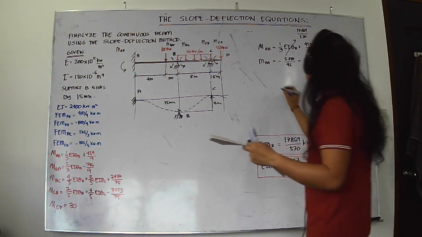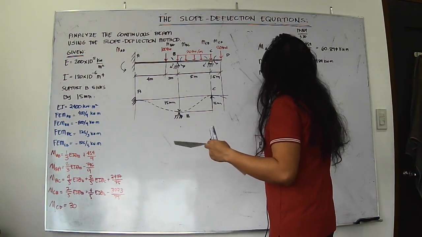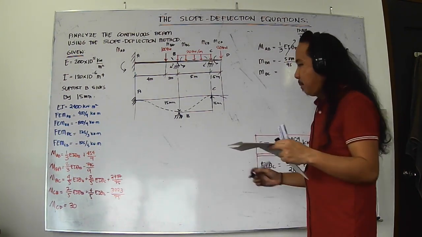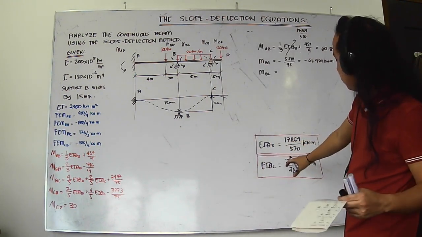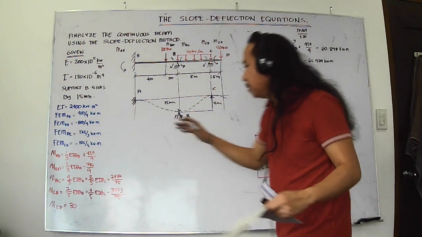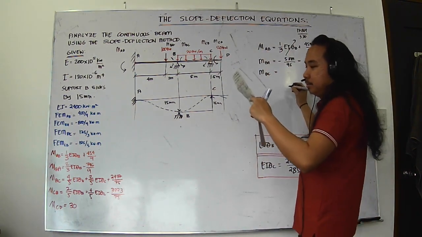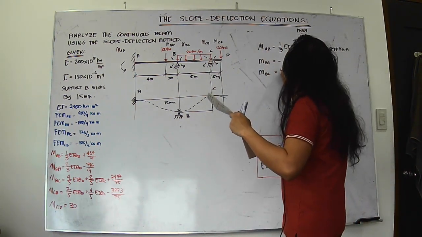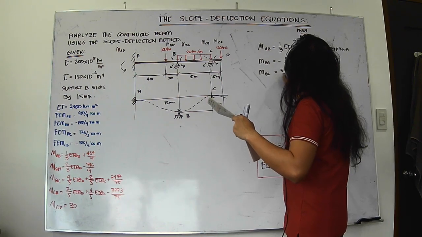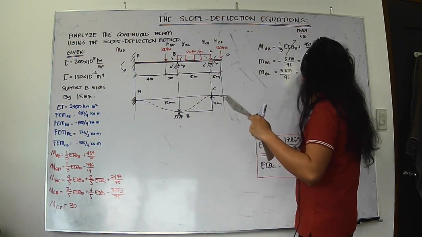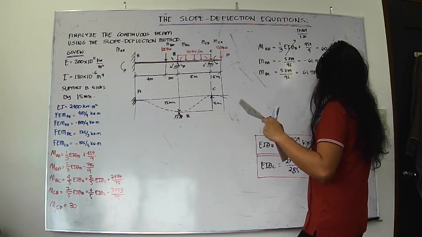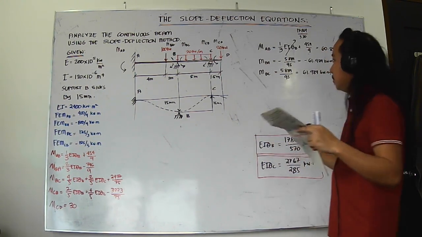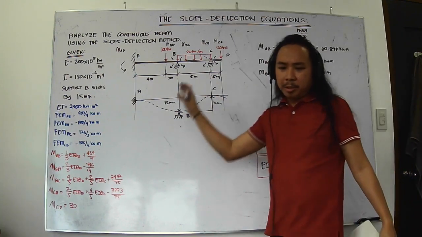MBC is equal to, substitute the values of EI theta B and C from the earlier equation, you will come up with 5889 over 95, same again, 61.989 kilonewton meters. Same again. That is the moment at B.